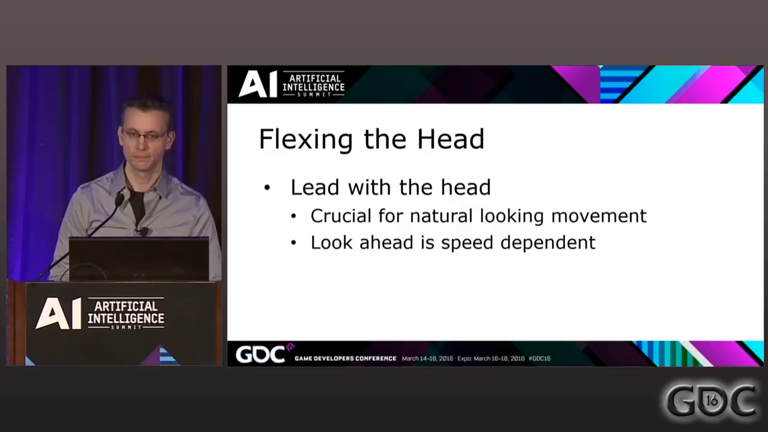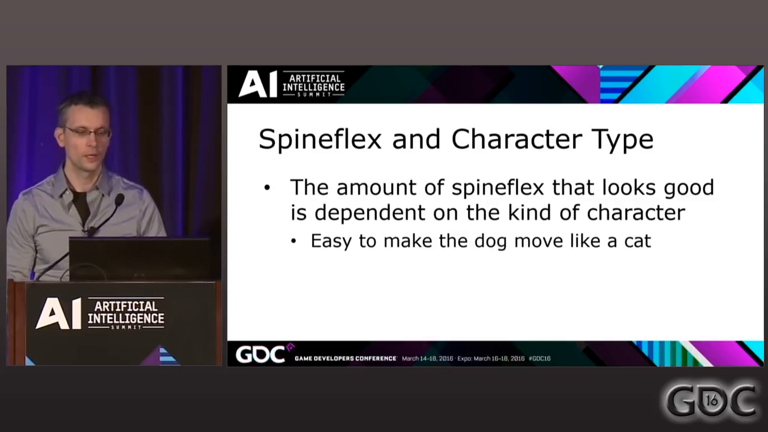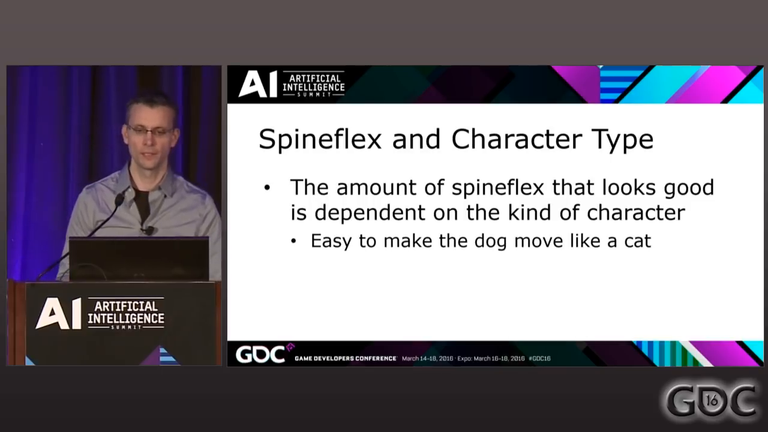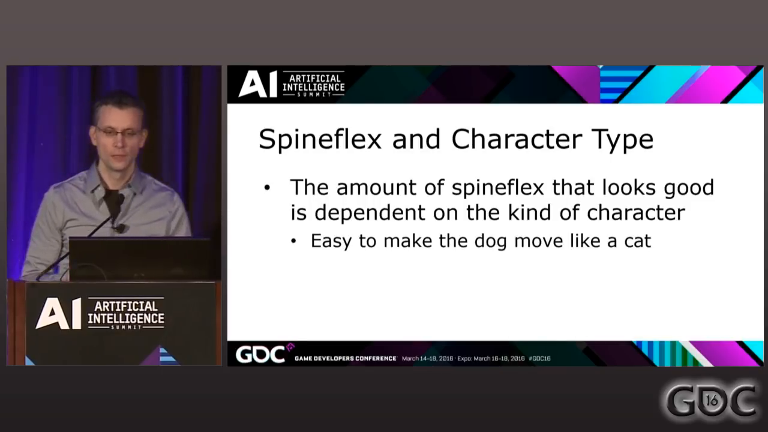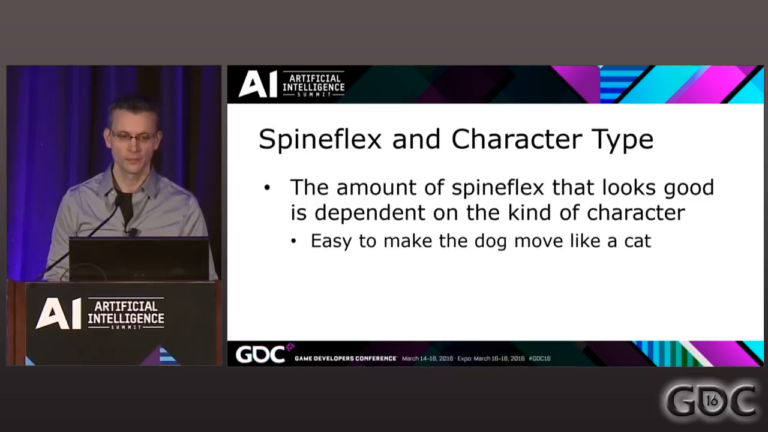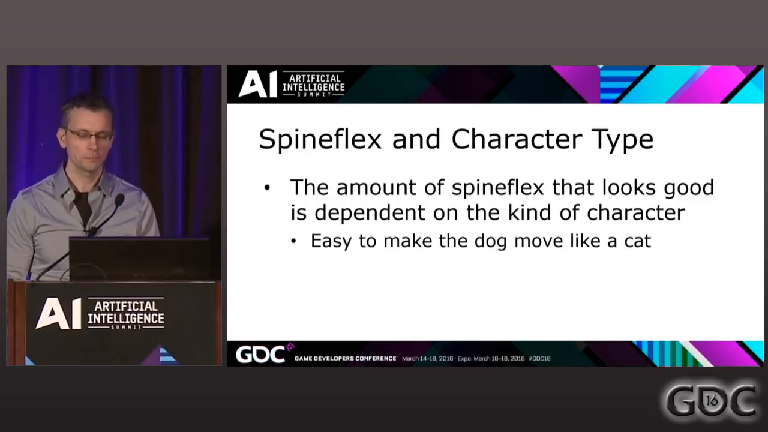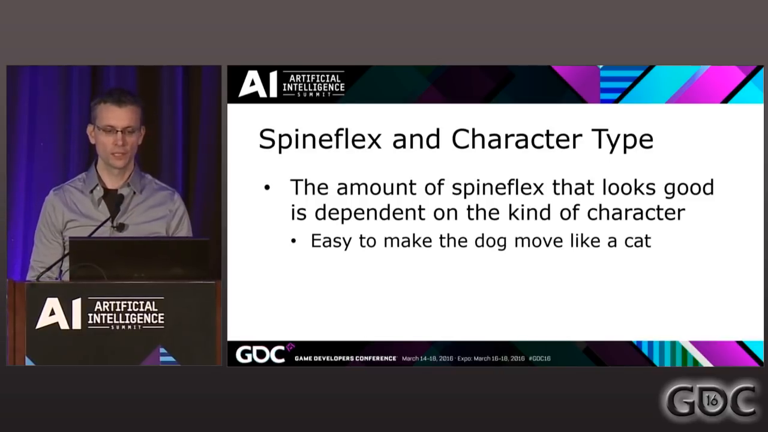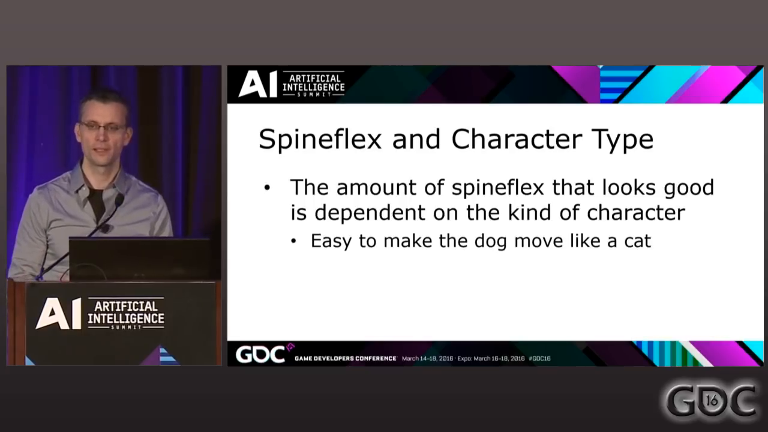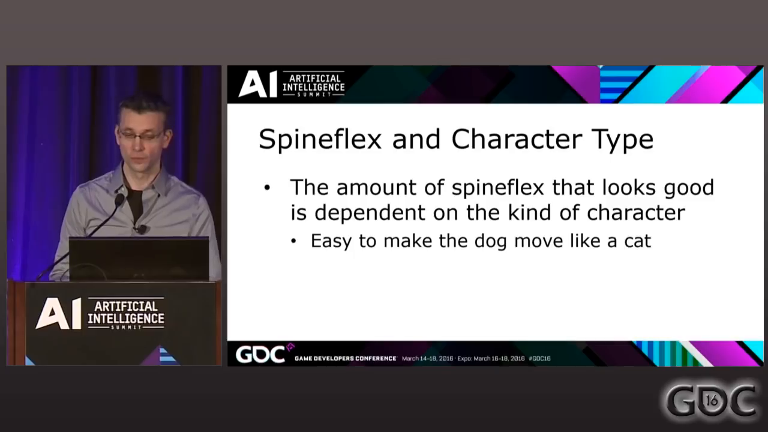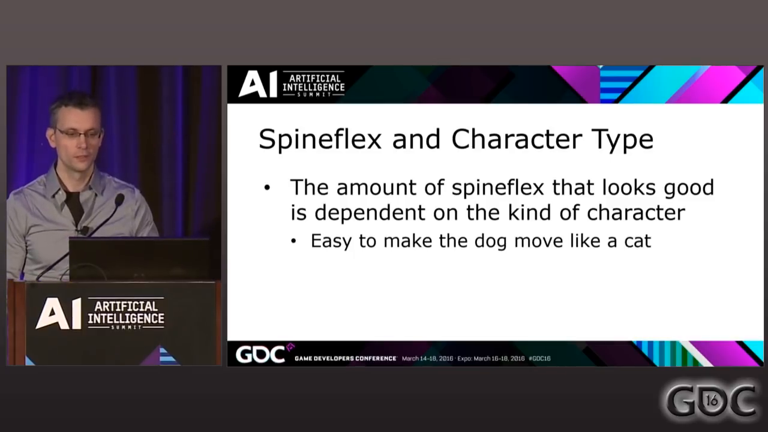Another curious thing about Spineflex is that if you crank up the Spineflex, it starts changing how the character is perceived. When we turn up the Spineflex on our dog far enough, it starts to look more and more like a cat. Fortunately for us, dogs are still quite flexible creatures, so we could use a lot of Spineflex. But if you are going to work with a less bendy character, like a horse, for instance, you may want to take this into consideration.